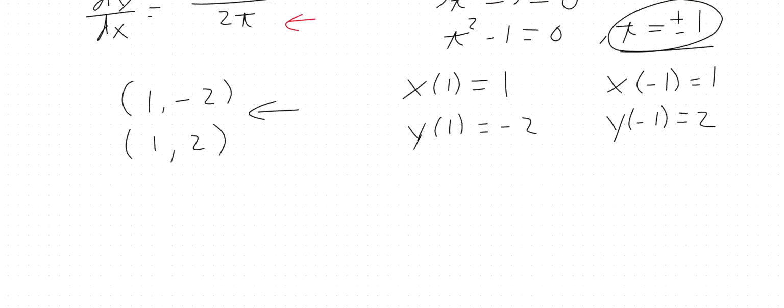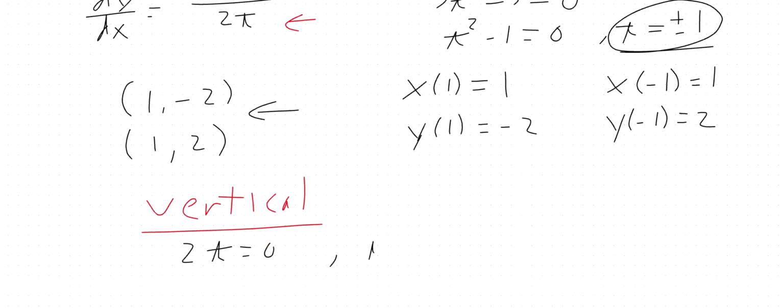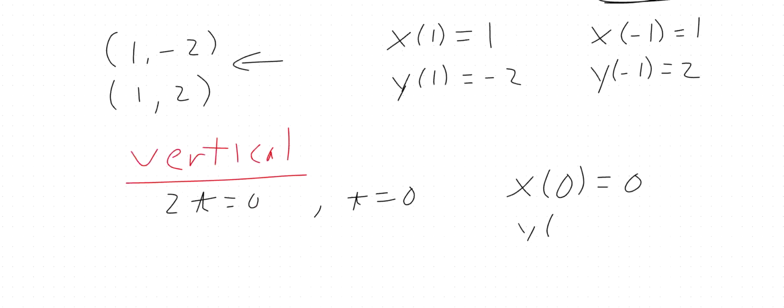Now in order to find out where it's vertical, set the bottom equal to 0. And that's fairly easy. The t is going to equal 0 there. So x at 0 is going to be 0. y at 0 is also 0. So (0, 0) is the only vertical spot.